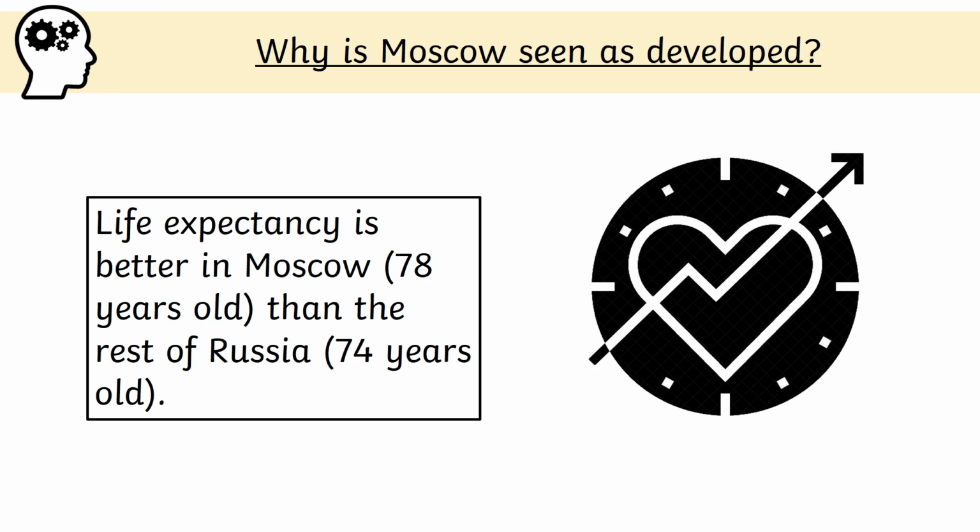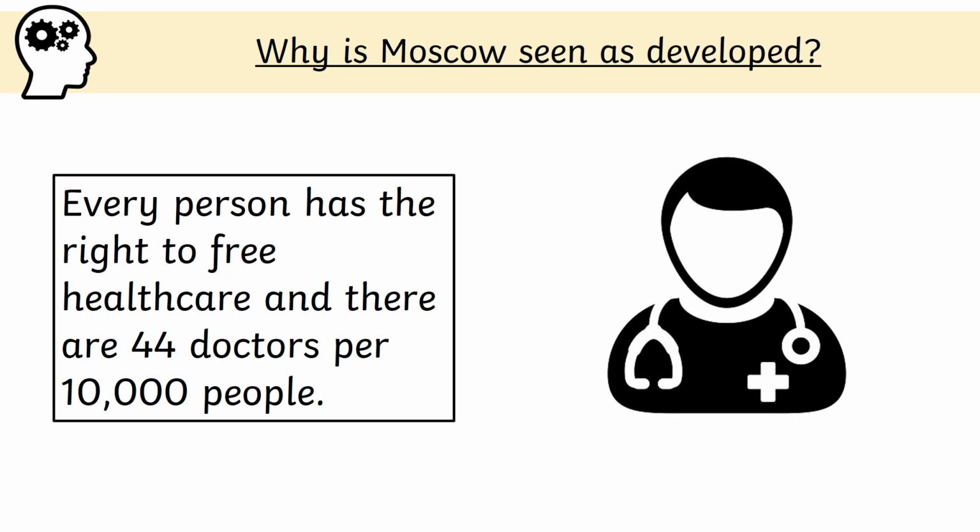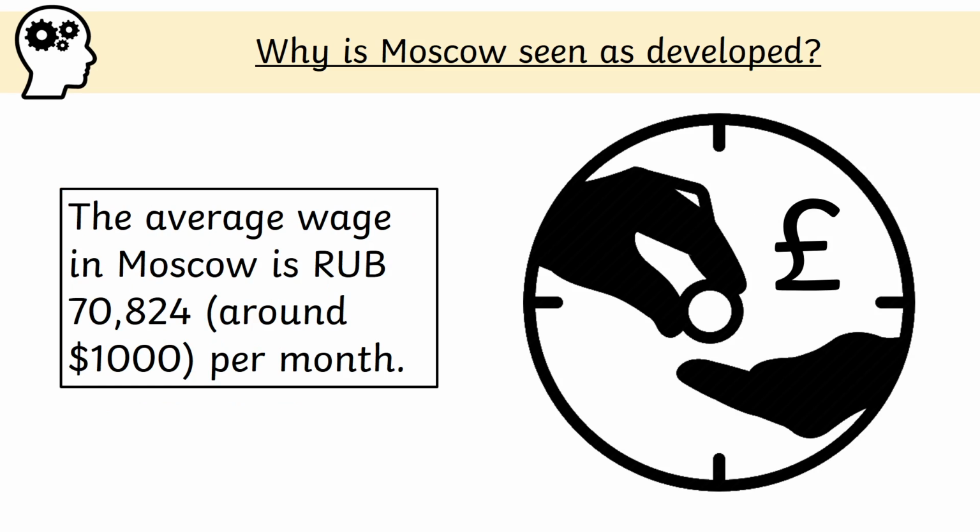Life expectancy is better in Moscow than the rest of Russia. In Moscow, you live on average to 78 years old, compared to 74 years old in the rest of Russia. Every person has the right to free healthcare in Moscow, and there are currently 44 doctors per 10,000 people living there. The average wage in Moscow is 70,824 rubles per month, which is around about $1,000 per month per person.